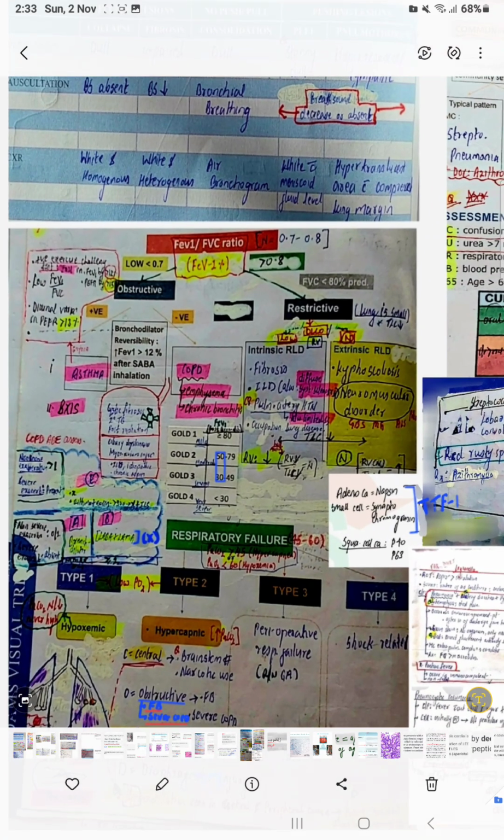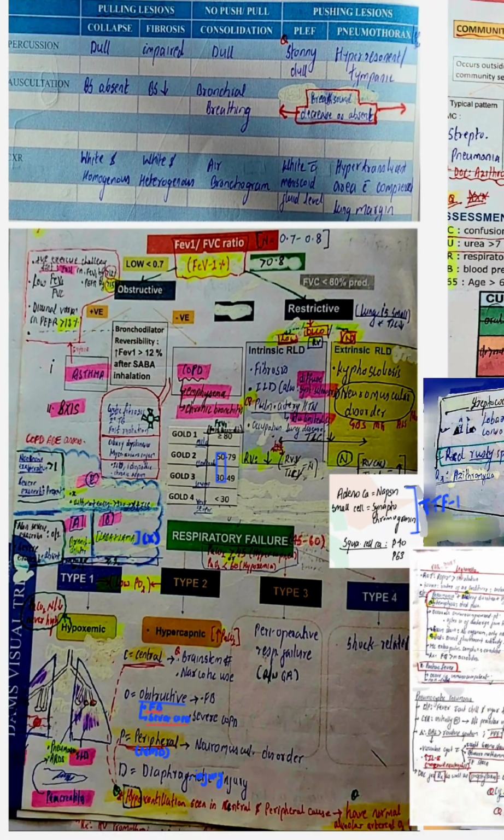Now this is the master chart. Okay, you have to remember this at any cost. FEV1 divided by FVC ratio, normally 0.7 to 0.8. This FEV1 and FVC ratio is also known as FEV1%. Normally 0.7 to 0.8. If it is less than 0.7, the diagnosis will be obstructive lung disease. If it is more than 0.8, the answer will be restrictive lung disease.